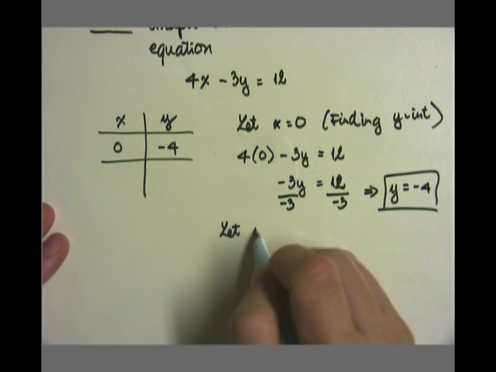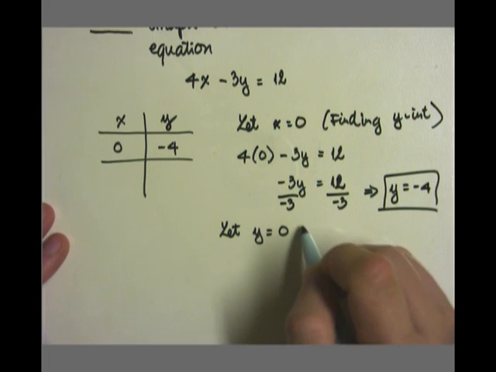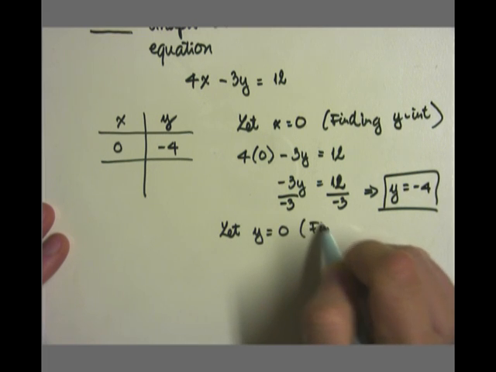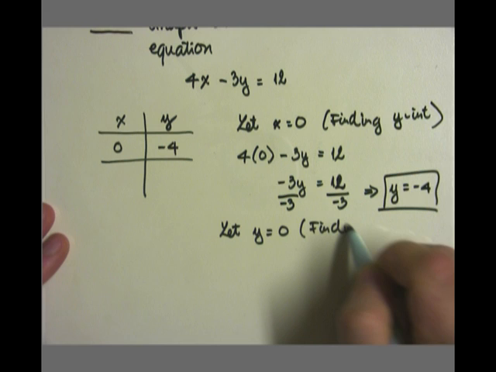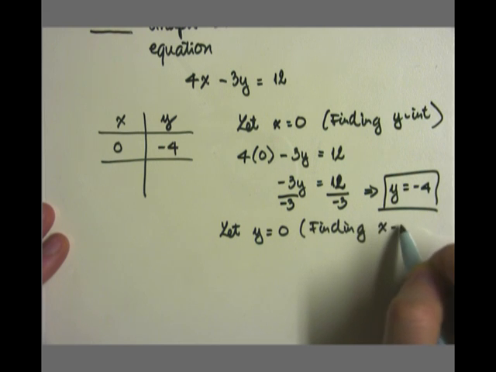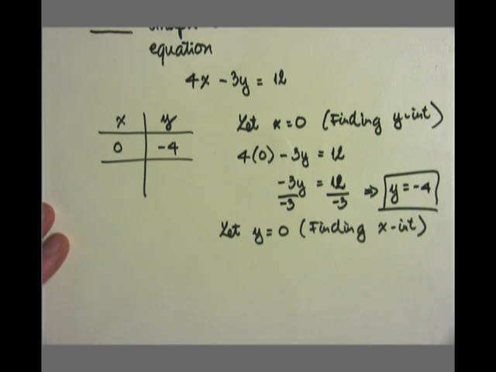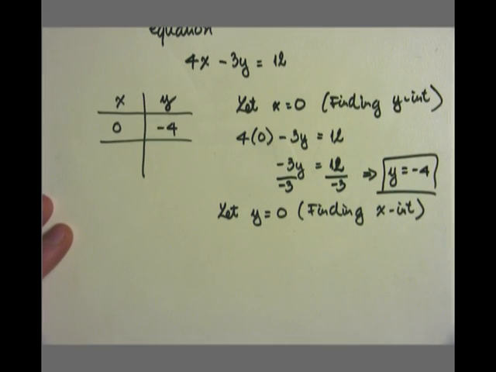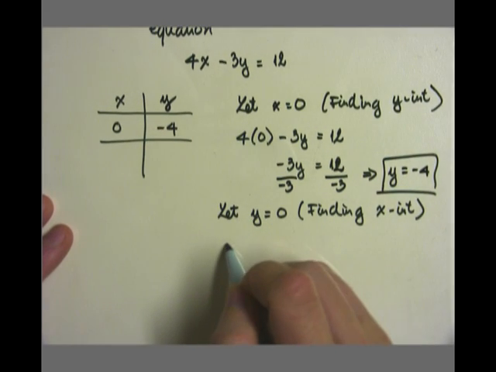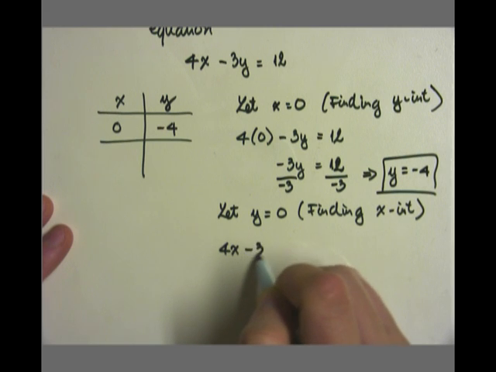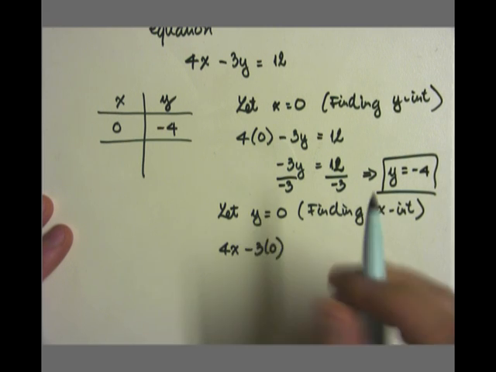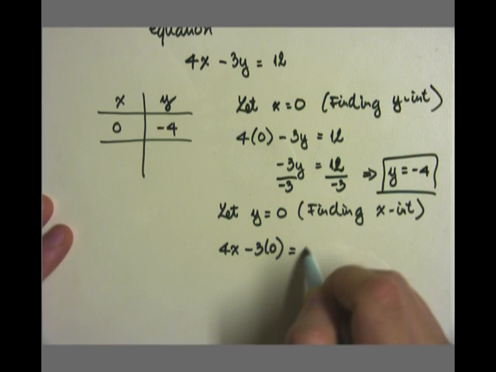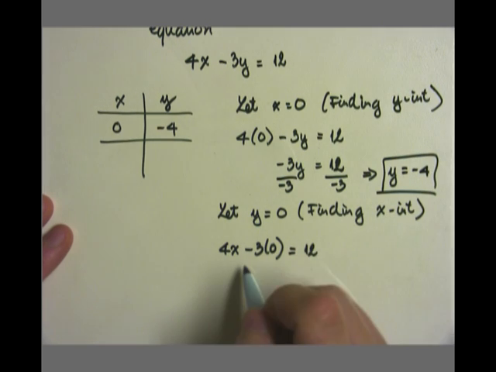On the other hand, I need to find the x-intercept. So I'm going to let y equal 0. And once again, what we're attempting to find here is the x-intercept. So now setting y equals 0 in this equation makes it become 4x minus 3 times 0 substituted for y equals 12. And so the equation would become 4x equals 12.